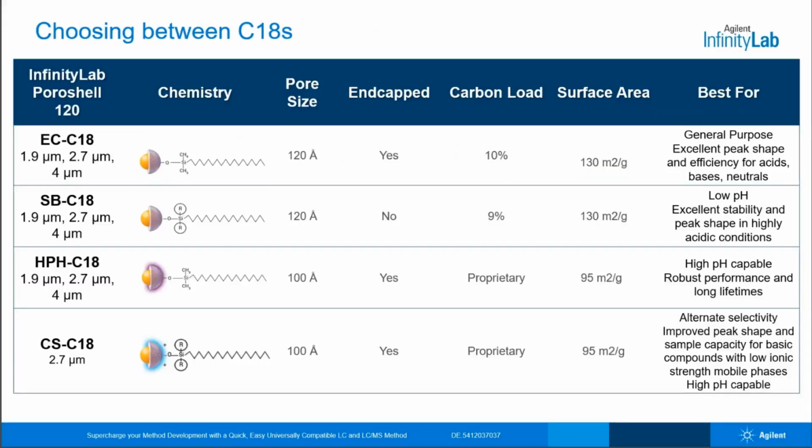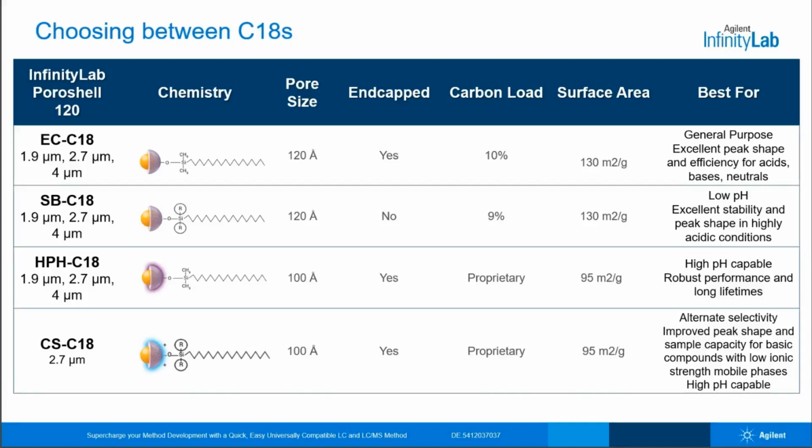Adding the CS-C18 to the Poroshell 120 portfolio brings the total number of C18 phases to 4. Let's see how they compare and consider when to use which Poroshell C18 phase. Perhaps you will even screen all of these phases as part of your systematic method development. The EC-C18 is still our best general purpose column. It gives good peak shape for most compounds.